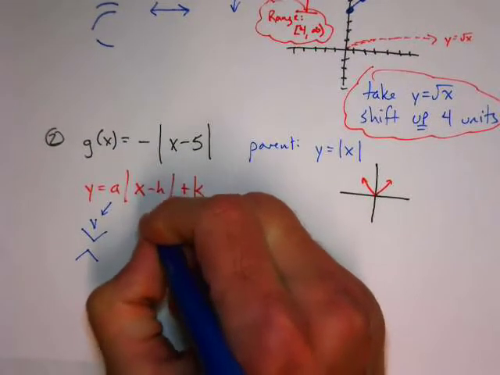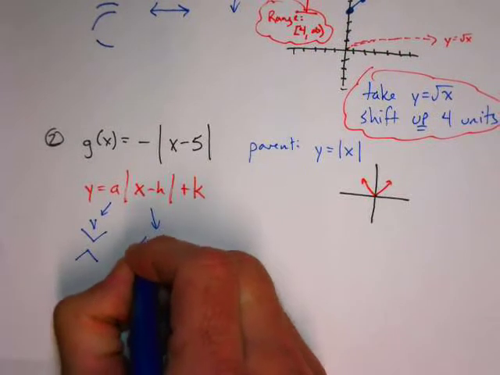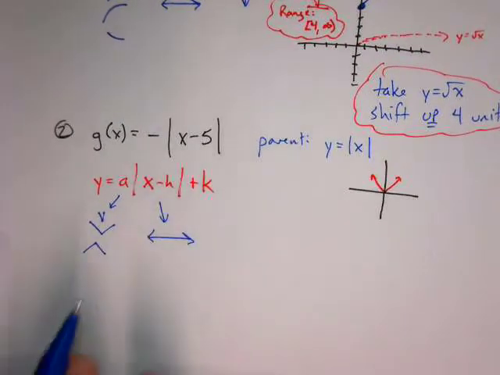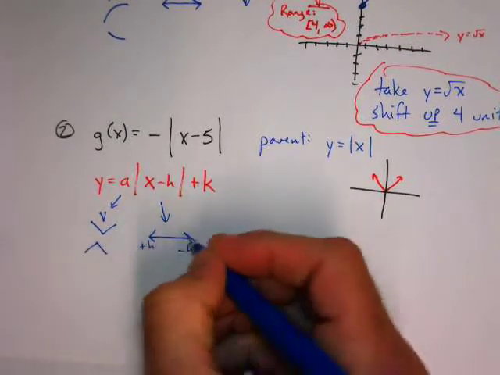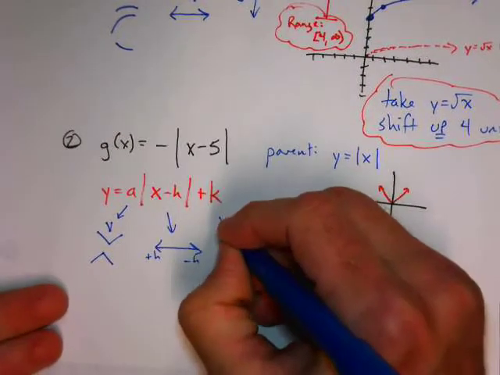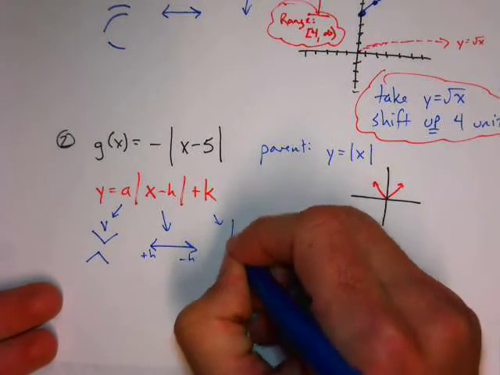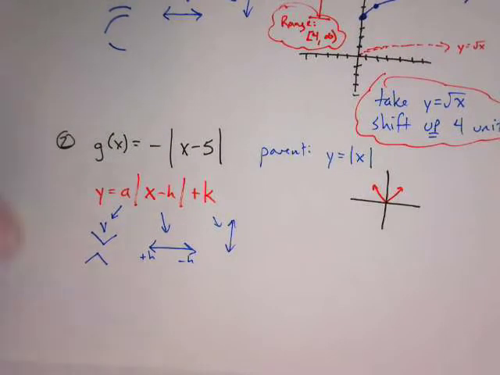The H then has the impact of horizontal shift. Remember, if it's minus H, it's to the right, and plus H is to the left. And then K is the vertical shift. So plus K is up, minus K is down.